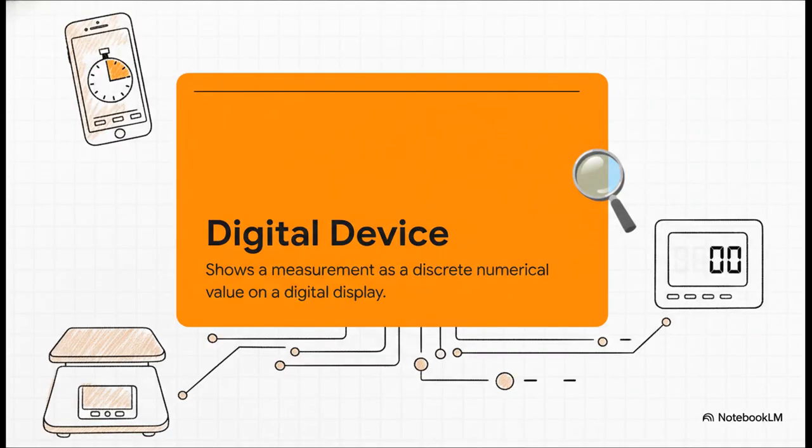And on the other side of the ring, we've got the digital device. This is your smartphone stopwatch, a digital kitchen scale, you name it. Instead of a moving part on a scale, it just gives you the answer. It's a clean, direct number on a screen. There's no interpretation needed, just a clear, discrete value.